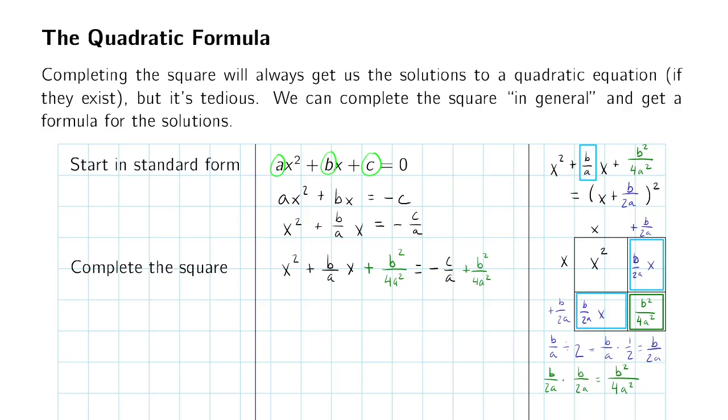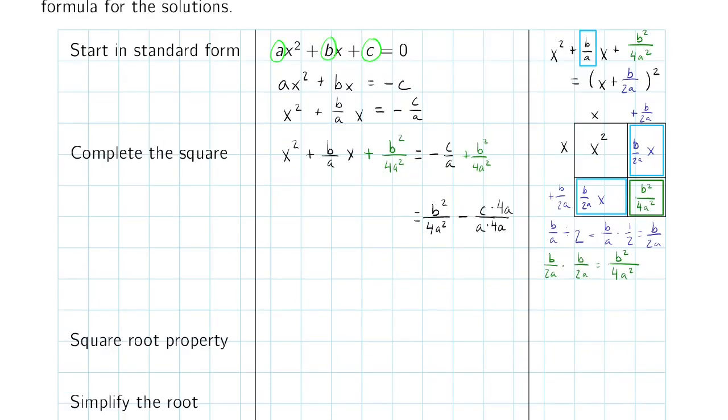Okay, now I'm going to take a minute and simplify that stuff on the right-hand side. So I'm going to write b squared over 4a squared first, minus, I've got c over a. To get a common denominator, I want to multiply that a by 4 and another a, which means I need to multiply c by 4 and another a. So actually subtracting those fractions, I'll have b squared minus 4 times a times c, and that's all over 4a squared. And now I've completed the square, so that whole thing is equal to x plus b over 2a all squared.